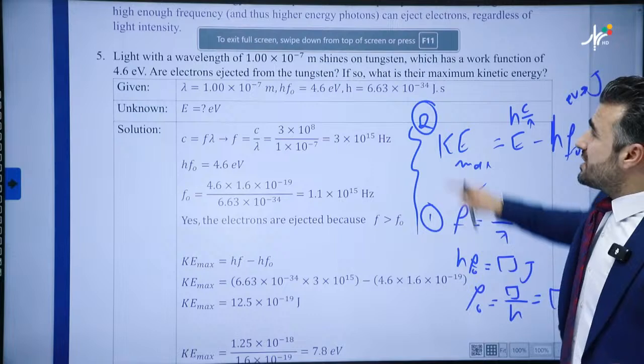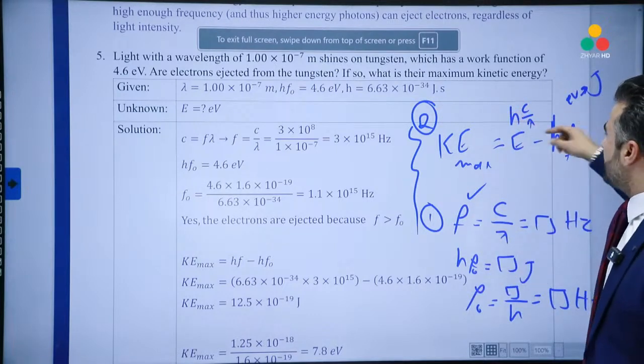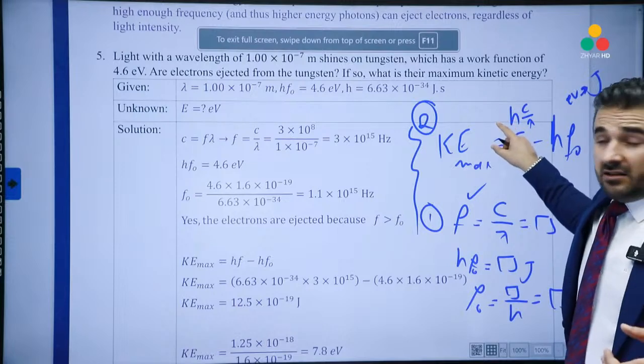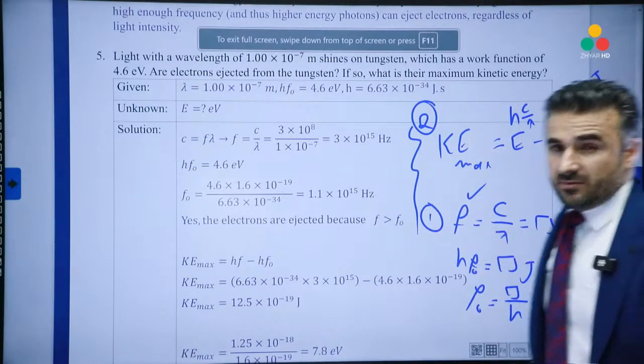Then for the second part, it says, what is the maximum kinetic energy? Now that you have these frequencies, you just subtract the energy of the incident photon minus the threshold energy, or the work function, and you'll find the maximum kinetic energy.